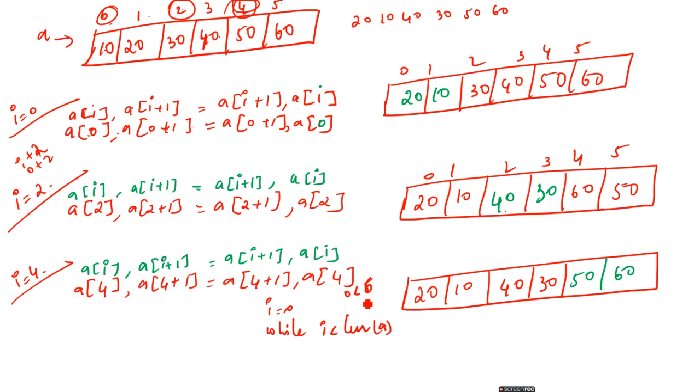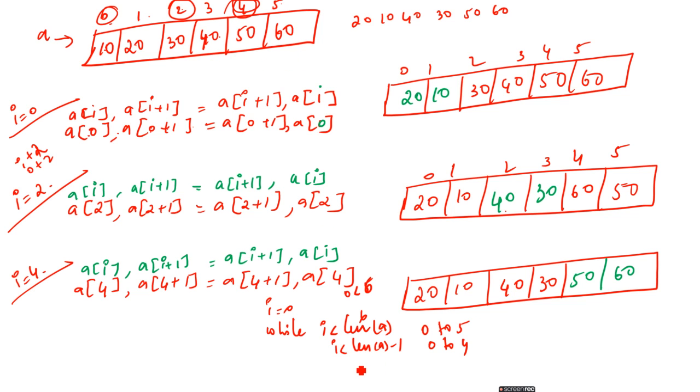do the iteration from 0 to 4. So we can write like this. Actually, I less than 6 means the loop will work from 0 to 5. Now here we have to work only up to 4. So we can write: while I less than length of A minus 1. That is, the loop will work from 0 to 4, right? So it will be swapping correctly.